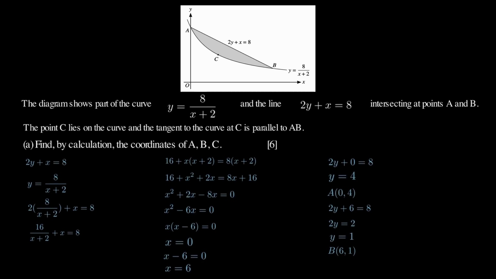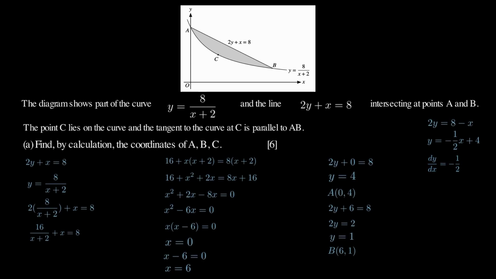Now, in order to find the coordinate of C, we have to use the next information provided by the problem itself. It says that the gradient of the AB is equal to the gradient at the point C. So let's try to find the gradient of AB. We can rearrange the equation of the line and make it 2y equaling to 8 minus x. And then we can divide the whole equation by 2 to find y equaling to negative half x plus 4. If I do the differentiation onto this equation now, I can find the gradient of the AB equaling to negative half.